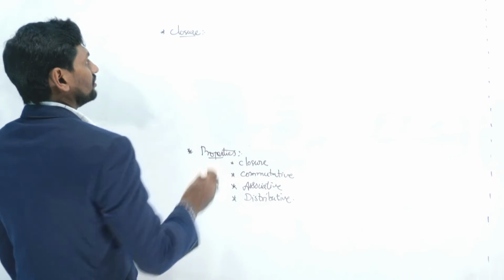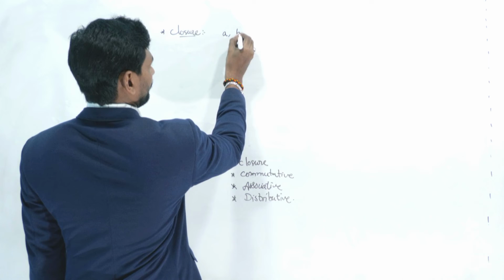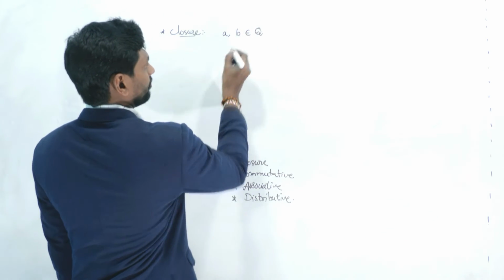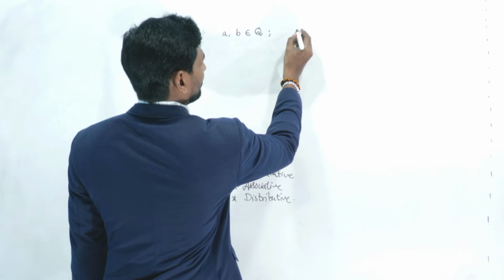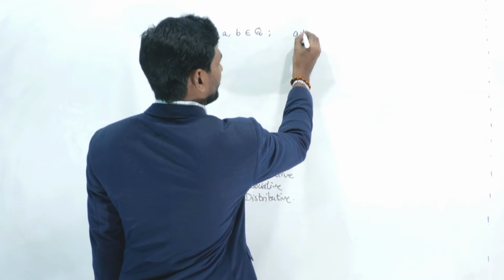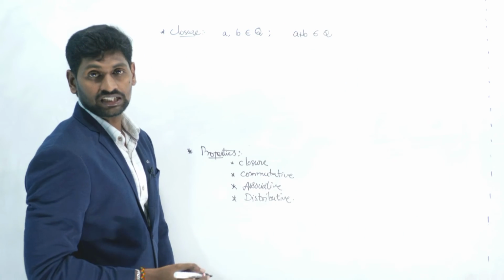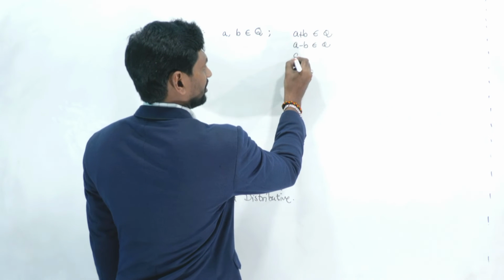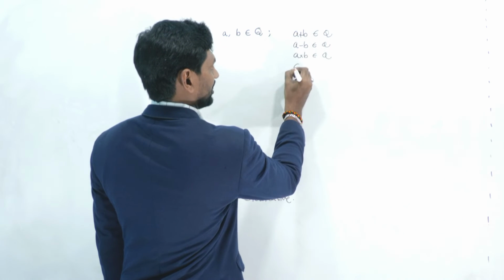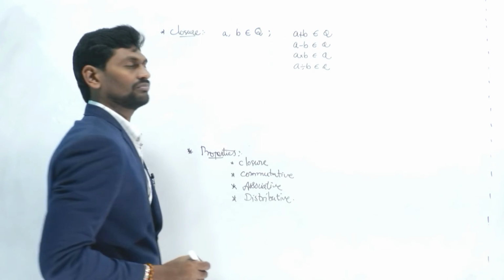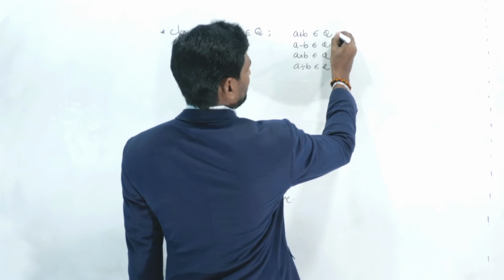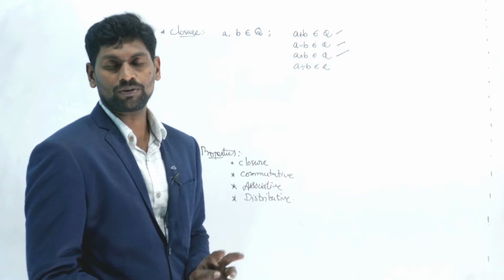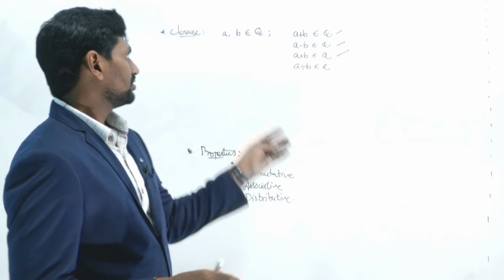For example, take any two rational numbers A and B, that means A, B belongs to Q. Then A plus B is also in the set of rational numbers. Same way A minus B, A into B, and A divided by B also in the set of rational numbers. But actually for rational numbers, addition, subtraction and multiplication satisfy the closure property, but not division. So this is closure property.